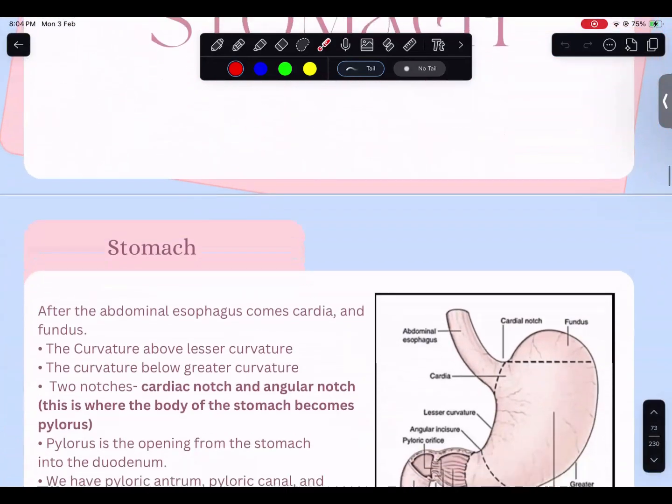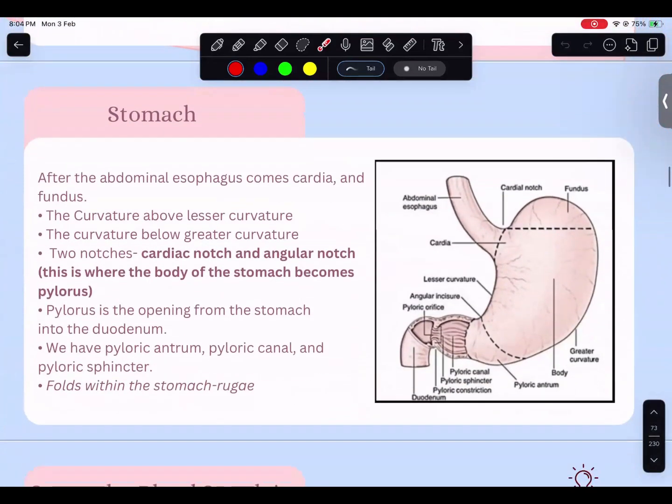Okay. I'm going to be starting with the stomach now. After the abdominal esophagus has gone down, it basically connects to the stomach, and it becomes the cardia. So this part of the esophagus is not esophagus anymore, it's called cardia, and it makes the stomach. The upper part is called the fundus, and the lower part is called the pylorus. This entire area is where your pyloric canal and pyloric sphincter come in, and it continues as the small intestine, which is the duodenum.